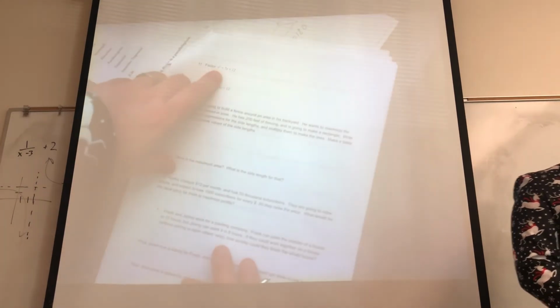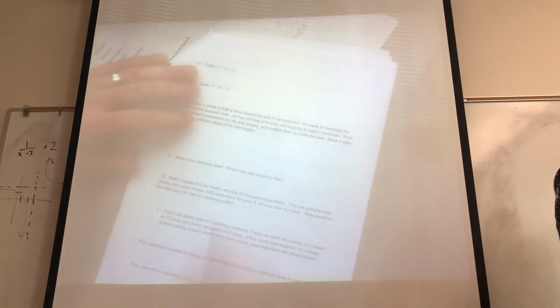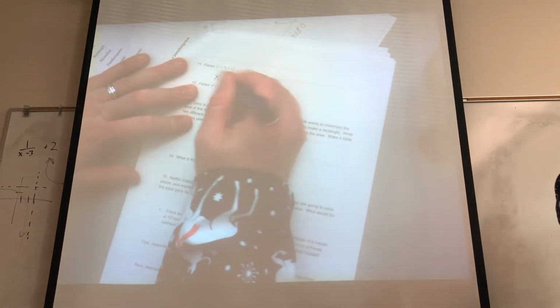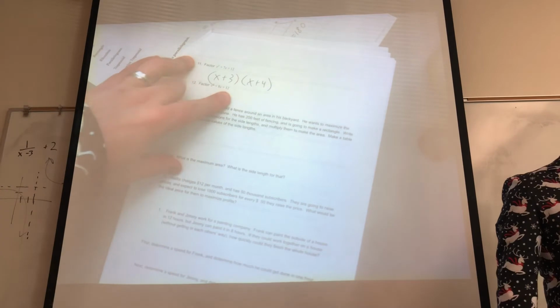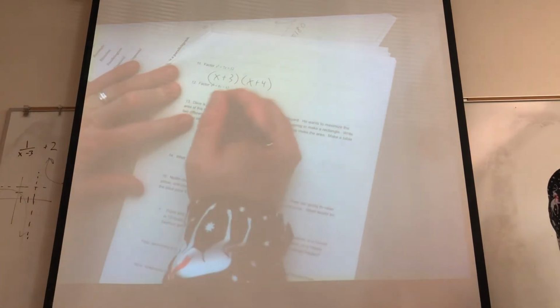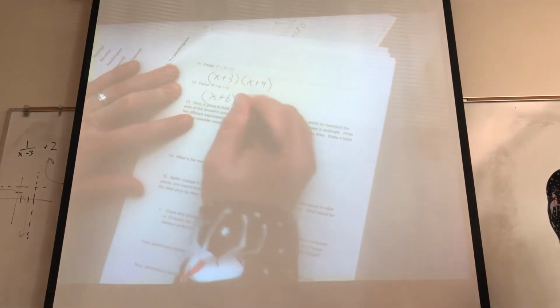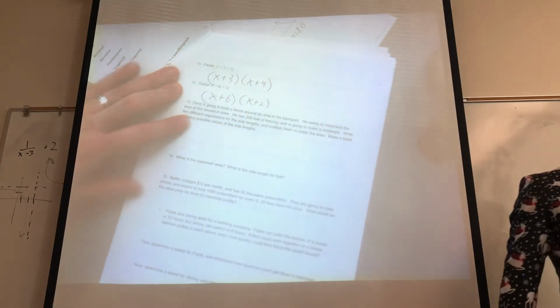On the next page, adds together to make 7, multiplies to make a +12. That's x plus 3 times x plus 4. And then multiply together to make 12, add together to make 8. That's x plus 6 and x plus 2.